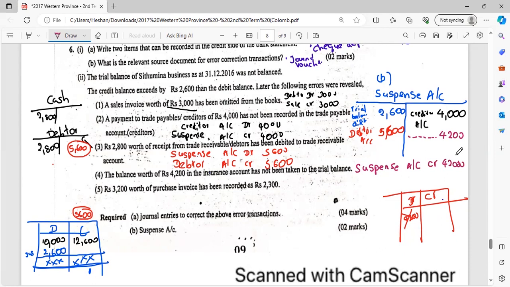So what is the double entry? Suspense account credit. Suspense account credit 4,200. So write the narration: 4,200 worth of insurance account has not been taken to the trial balance. Corrected. 4,200 worth of insurance account has not been taken to the trial balance. Is it clear to you guys? Right?